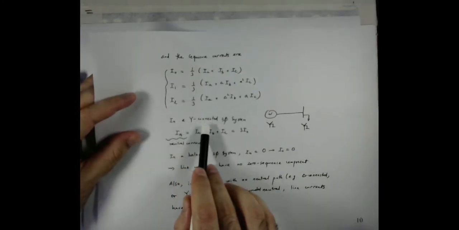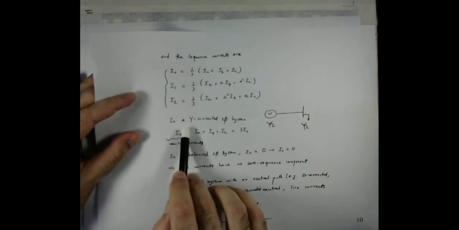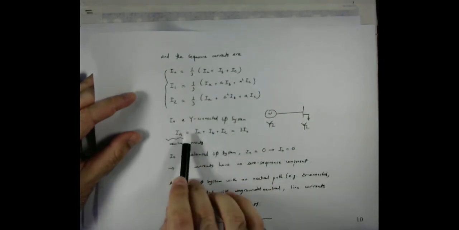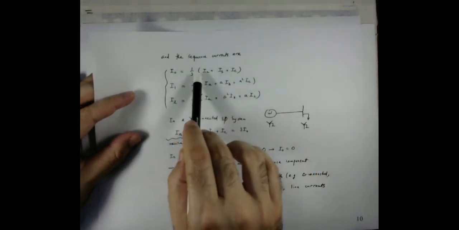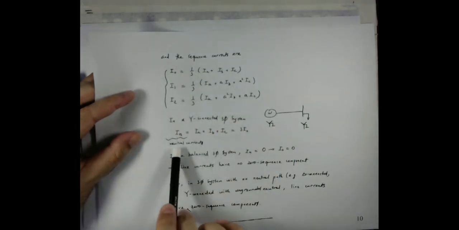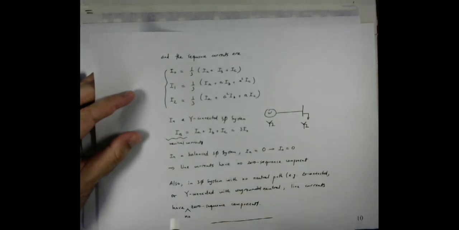So in a Y connected three phase system, as we know, the current flowing in the neutral line equals the sum of the three phase currents, which is IA plus IB plus IC. If one multiplies by 3 on that side, it becomes 3 I naught. So from this expression, the current flowing in the neutral line is equal to 3 I naught. I naught is the zero sequence current.